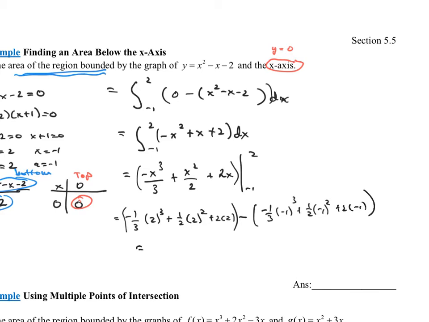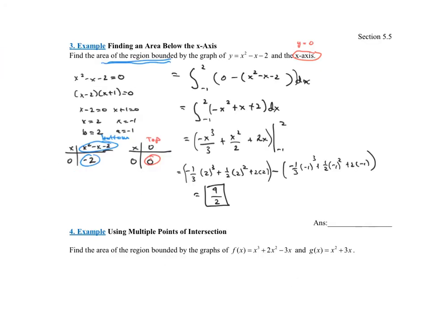I want you to plug this into your calculator yourself. Some of the biggest errors made are just evaluating this on the calculator. Do it one part at a time if you need to. Get your fraction. I'm getting 9/2. Please double check my work. I could have made an error in my calculator, but that's the value that I'm getting.